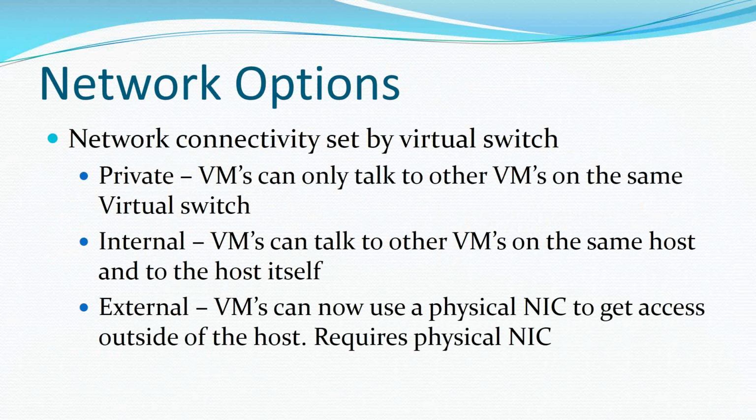External is probably going to be the more common one you'll see, where the VMs can now contact a physical network adapter or a team of NICs. So if you've set up NIC teaming for redundancy, you can attach an external switch to that, and that would be the recommended way to do it, because you don't want to have, say, half a dozen servers relying on one physical NIC.